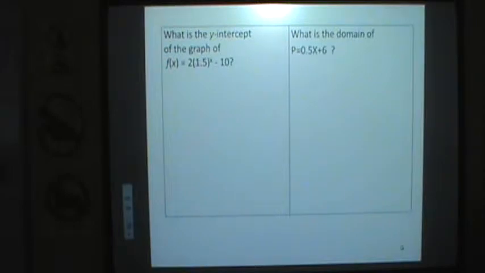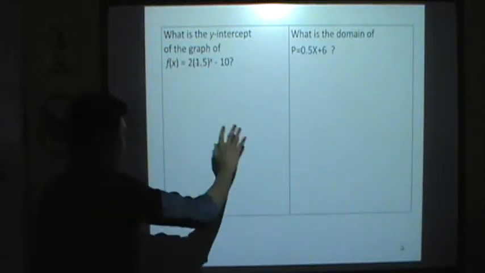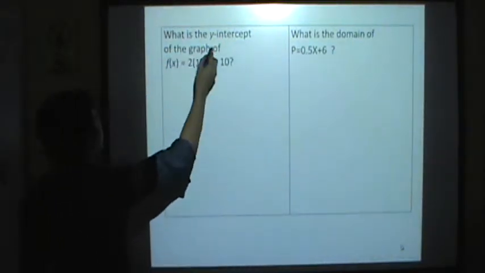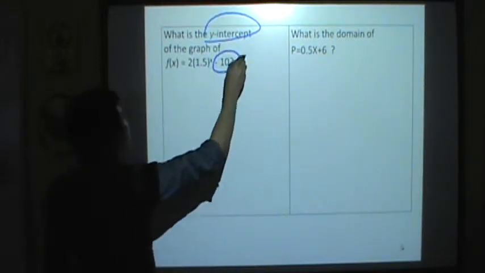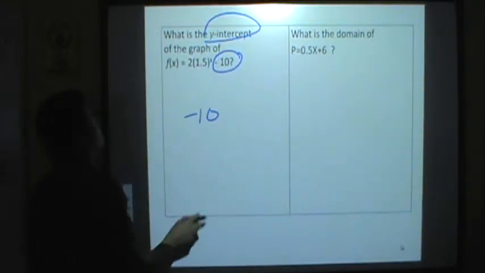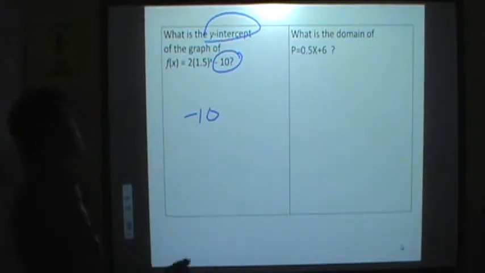Now you have to remember, this is one of the easy questions, because if you're asked for the y-intercept, all you have to do is just circle this one, and that will be the y-intercept. The constant will be the y-intercept of your graph. That's how easy it is.